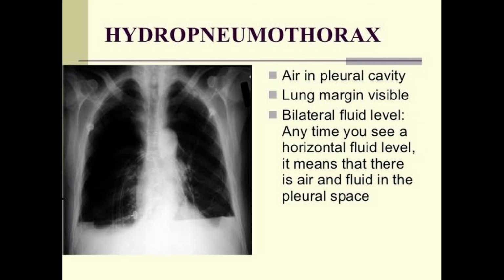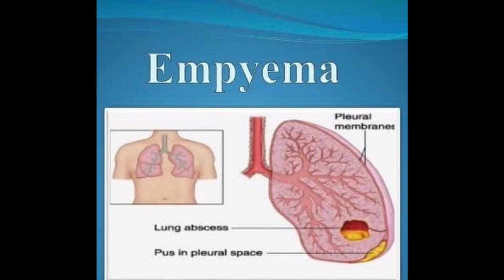Now fourth, we discuss hydropneumothorax. In hydropneumothorax there is air in the pleural cavity but the lung margin is visible. In this X-ray, there is air in the pleural cavity but the lung margin can be easily seen, and there is a bilateral fluid level. Anytime you see a horizontal fluid level, it means there is the presence of air and the presence of fluid. So this is termed hydropneumothorax.